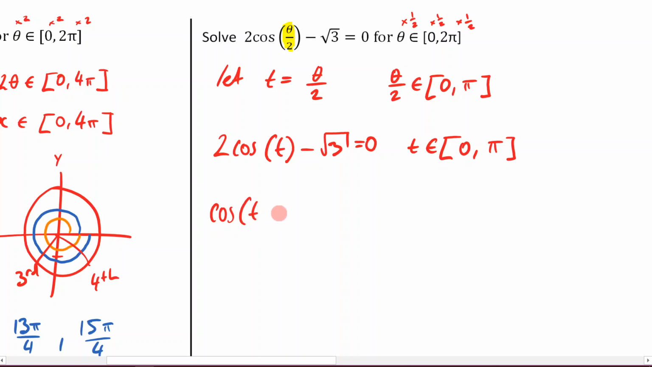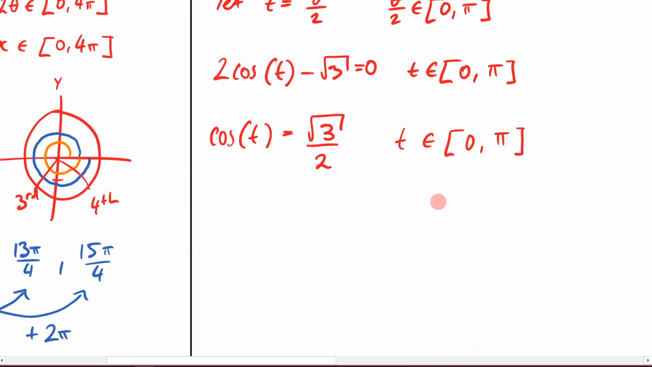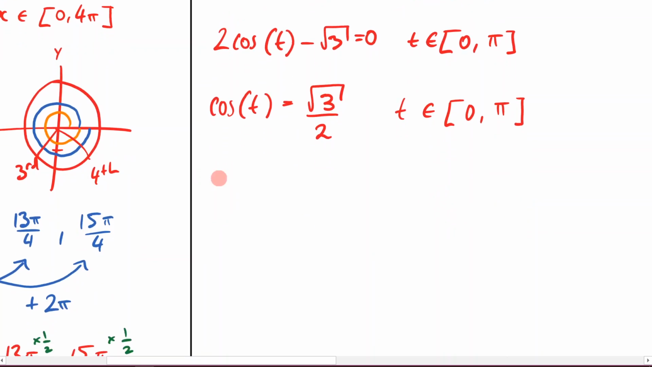Cos of t is equal to the square root of 3 on 2. And I'm just going to rewrite my domain again. All right, so once I'm here, now I need to just figure out what my reference angle is going to be and also what quadrants I'm dealing with. What is my reference angle? Hopefully just by looking at that, you can see that it's going to be pi on 6.